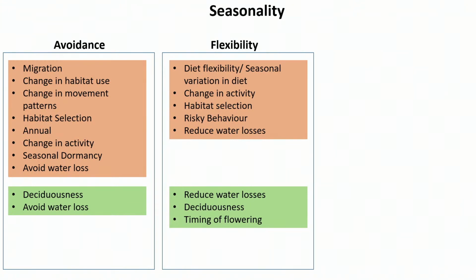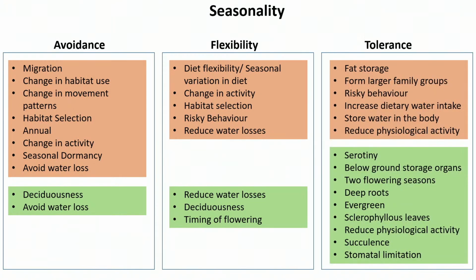And then also in plants, flexibility. Deciduousness could be a form of flexibility, because you get some plants that, depending on where they are, could be evergreen or deciduous, depending on which part of Africa it's in, based on the amount of water that there is. And then you get tolerance traits as well, such as fat storage, where animals are able to store fats, which they will use up during the dry season, and then gain the fat back when the wet season comes back. Or something like deep roots in plants, for example, where plants will have access to deep water which they normally wouldn't have access to.